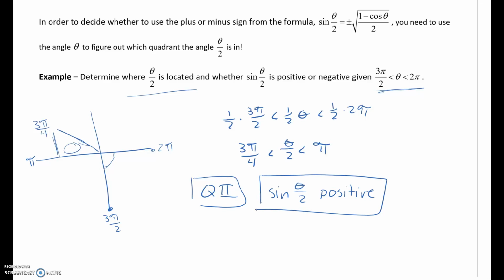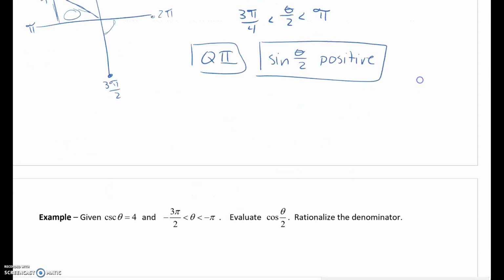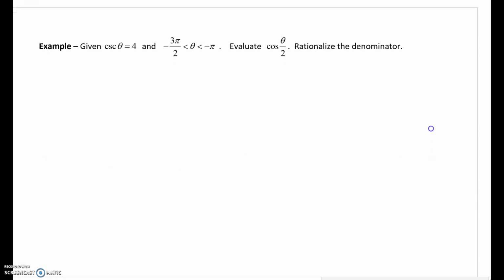So one more example. We have like 5 minutes. Hopefully we can get it. All right, we're going to do one more example. It's kind of a big one.